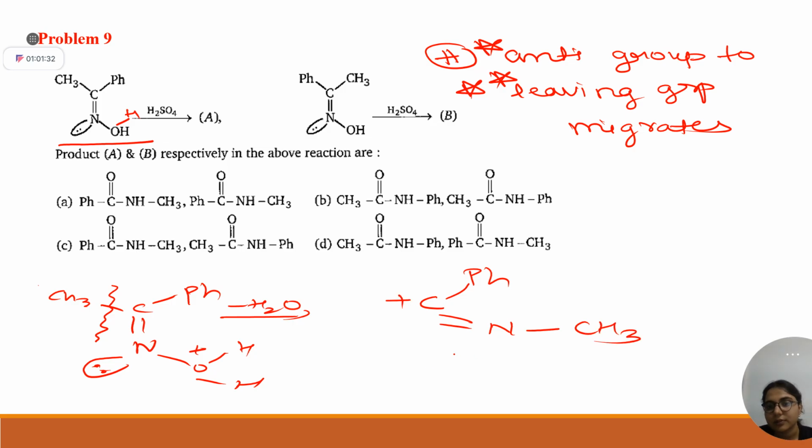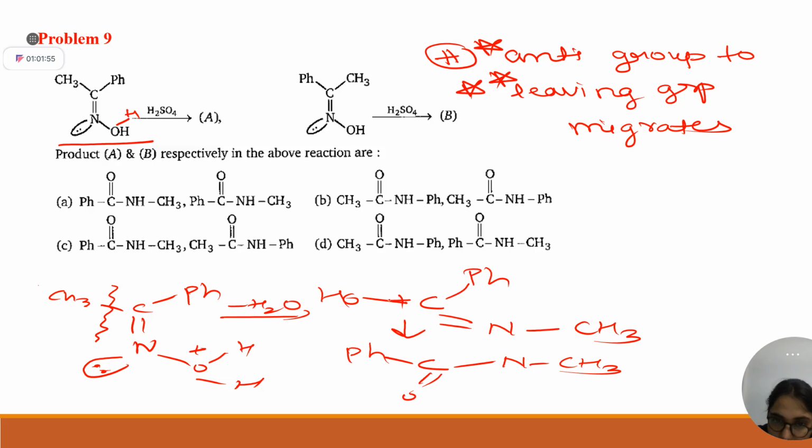Clear? Yes, ma'am. Now the examiner can give you water. What will you do? It will attack here. This enol will rearrange: PhCO, nitrogen, CH3. Clear? If it is here, enol, it will be NHCl. It will tautomerize to ketone and you will get this.